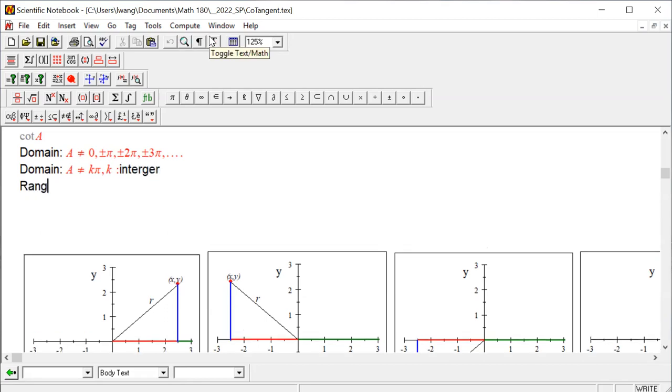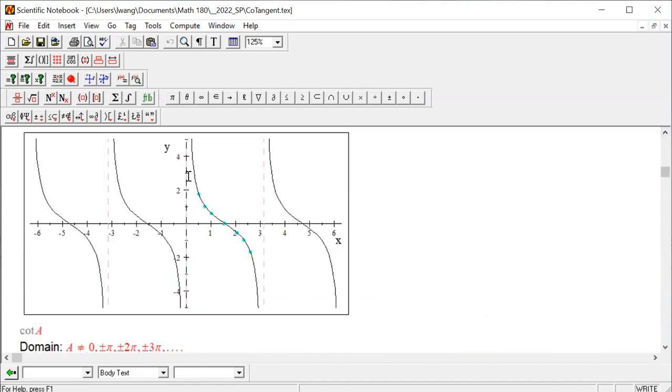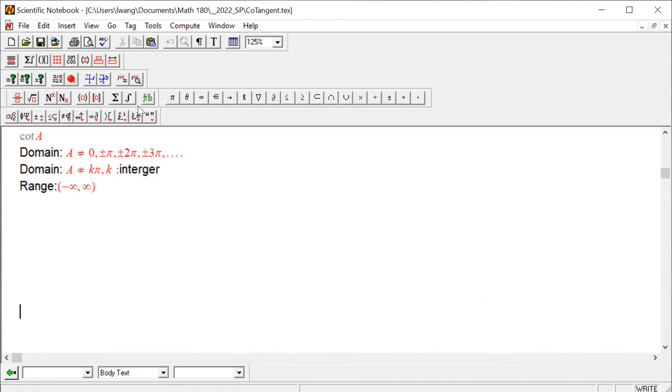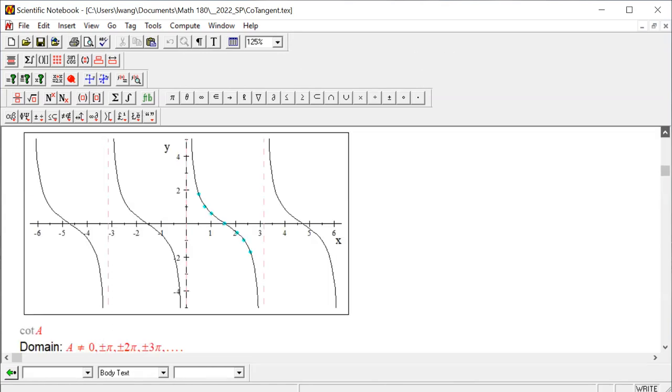How about range? Range is pretty obvious. You can see we can go as high as possible, as low as possible. So range is from negative infinity to positive infinity. And there we go. That's the cotangent domain, range, and graph.